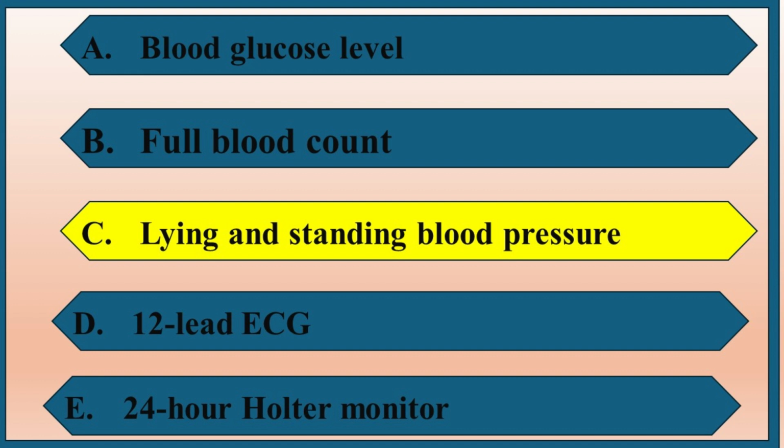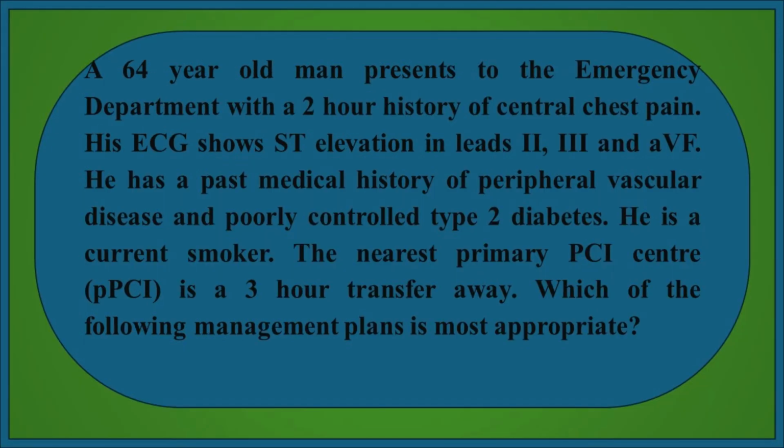A 64-year-old man presents to the emergency department with a 2-hour history of central chest pain. His ECG shows ST elevation in leads II, III and aVF. He has a past medical history of peripheral vascular disease and poorly controlled type 2 diabetes. He is a current smoker. The nearest primary PCI center, PPCI, is a 3-hour transfer away. Which of the following management plans is most appropriate?